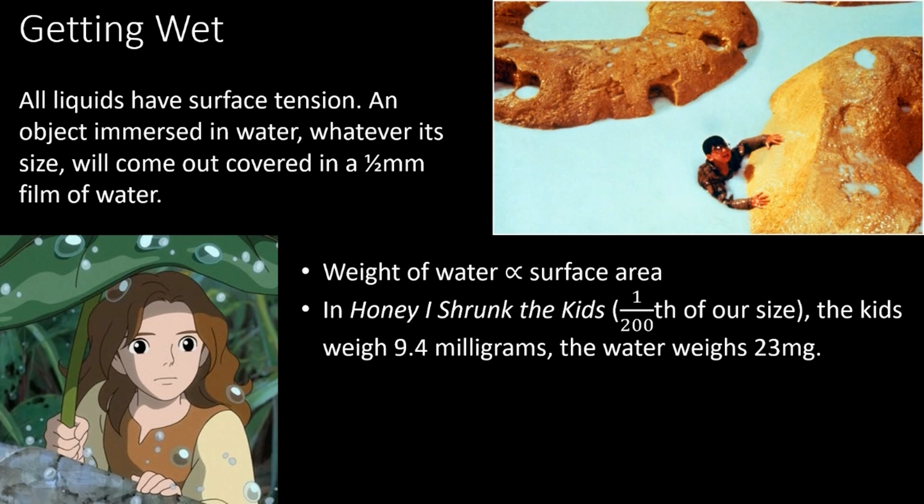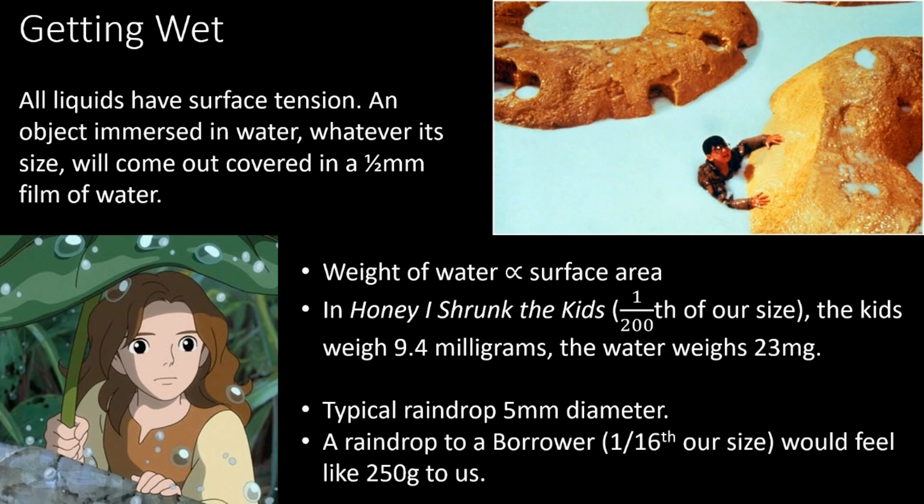Another issue is rain. Don't get caught in the rain if you're small. Here we see Arrietty from the Studio Ghibli film. She's sheltering under a leaf quite sensibly when it rains, because raindrops are about 5 millimeters in diameter. You can work out the mass. It's tiny. But for a borrower who is about 1/16 of our size, that would feel like 250 grams would feel to us. Imagine being constantly pelted with large potatoes or something. That is not a pleasant experience. So they really need to keep out of the rain.